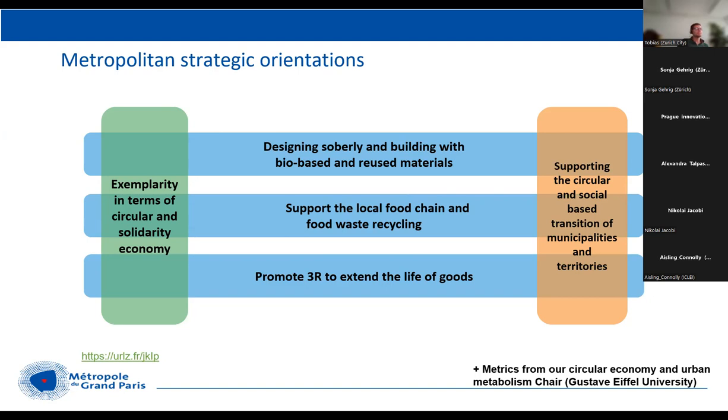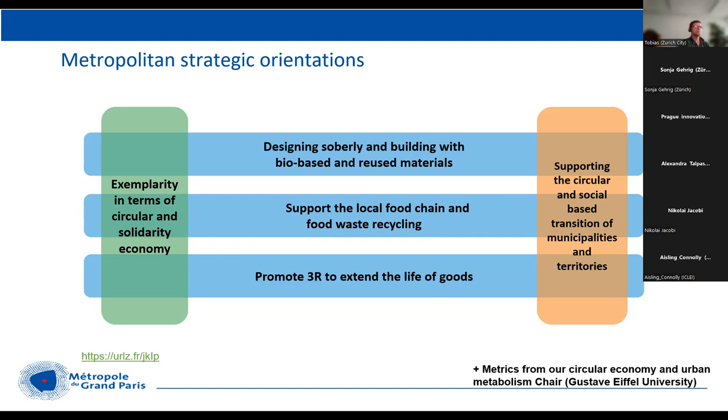We have a second sectoral priority on food and food waste recycling, and a third on promotion of the 3R, like reduce, repair, reuse, recycling, to extend the life of goods, to develop new economic activities on this topic at the metropolitan scale. And finally, supporting circular and social-based transition of municipalities and territories using our main tools and activities on it.